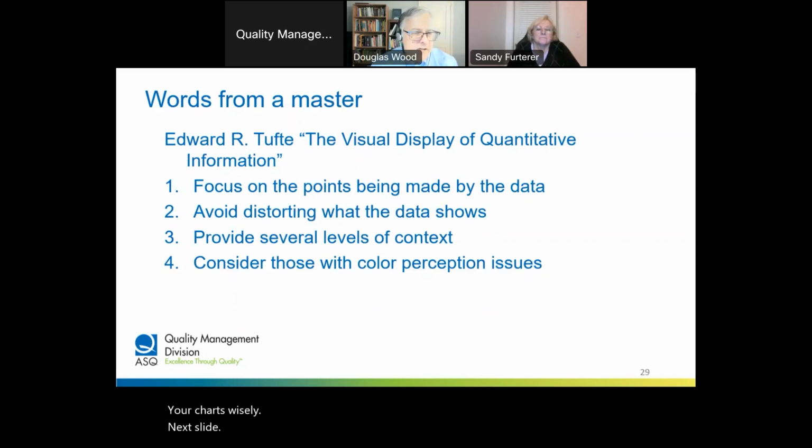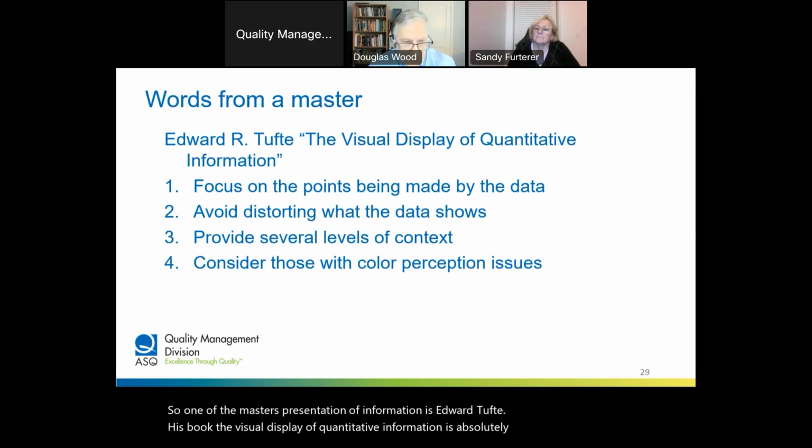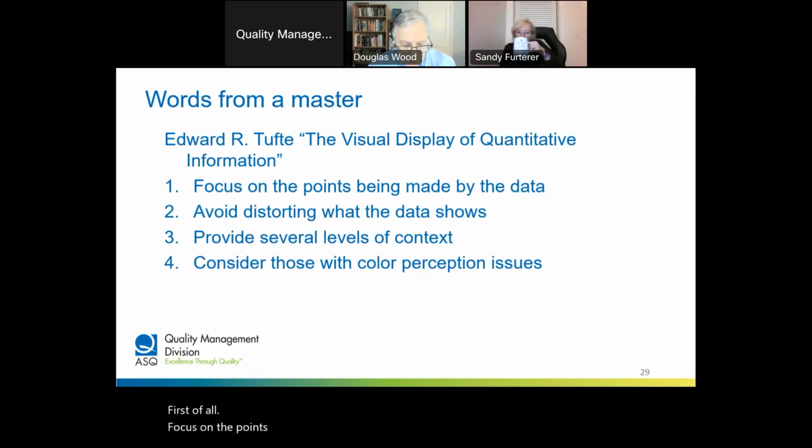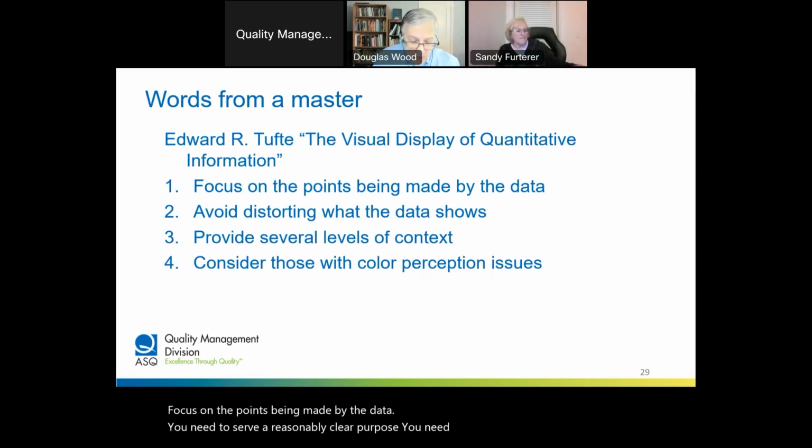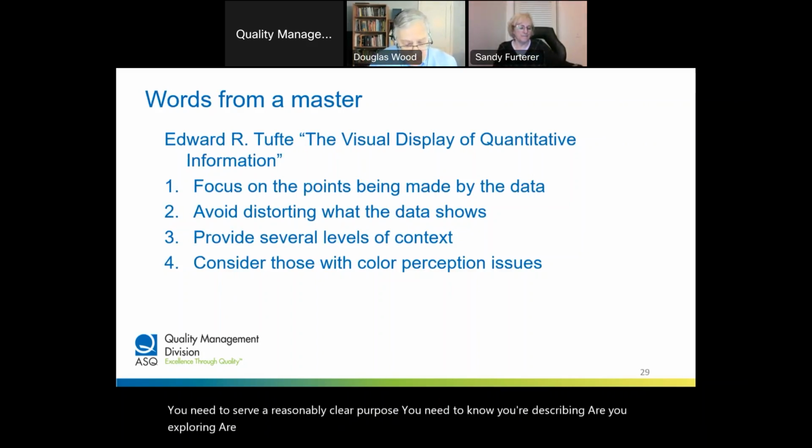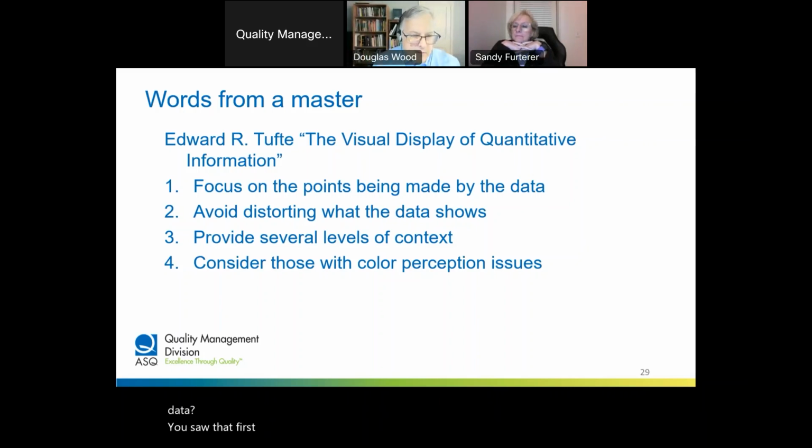So one of the masters of presentation of information is Edward Tufte. His book, The Visual Display of Quantitative Information, is absolutely an encyclopedia of this. First of all, focus on the points being made by the data. You need to serve a reasonably clear purpose. Are you describing, are you exploring, are you tabulating, or are you just decorating? What is the story to tell about the data? You saw that first slide with the Legos. What's the story?